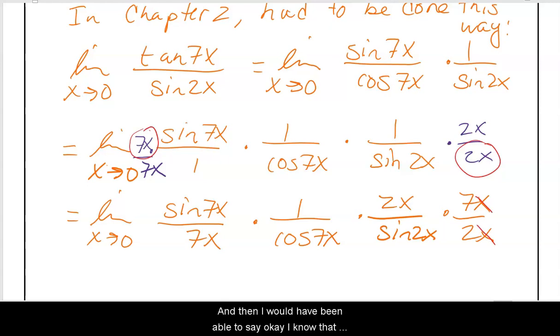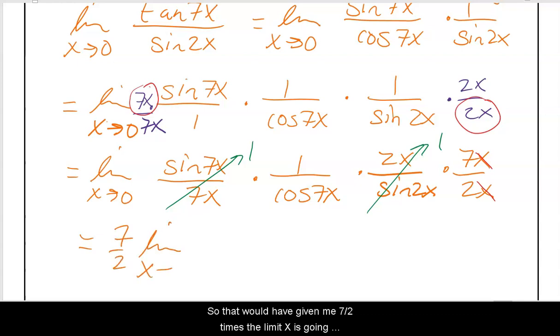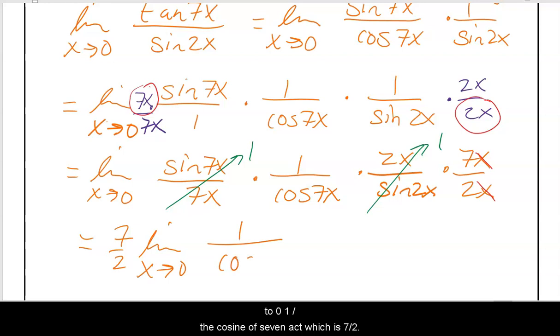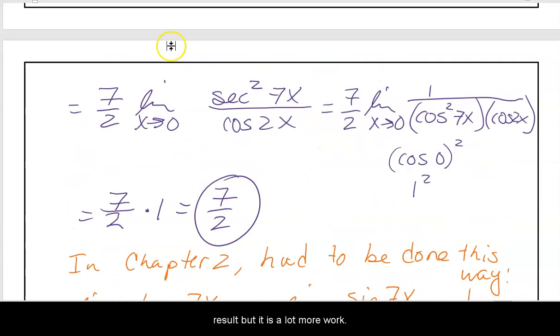And then I would have been able to say, okay, I know that limit goes to 1 and that limit goes to 1. And so that would give me 7/2 times the limit as x goes to 0 of 1 over the cosine of 7x, which is 7/2 times 1 over the cosine of 0, which is 7/2. So you get the same result, but it is a lot more work, all right?